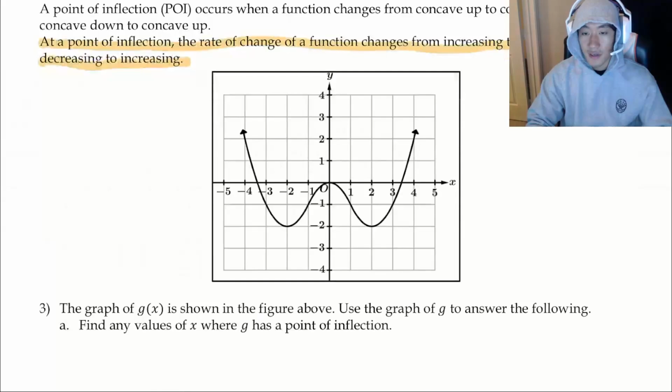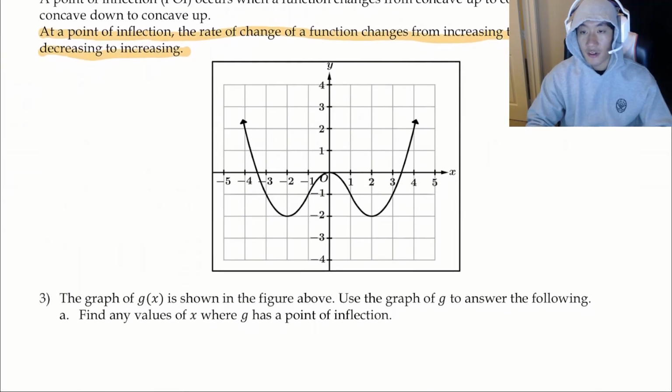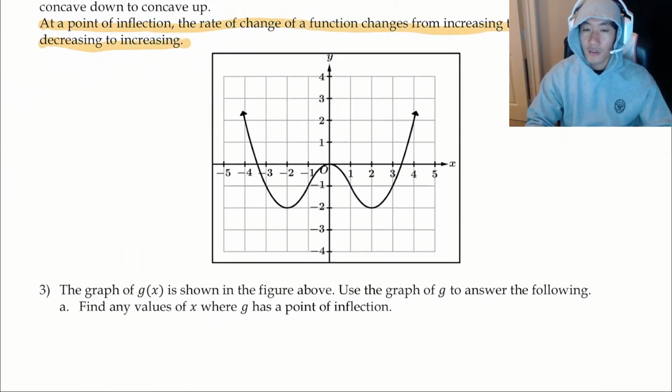So let's take a look at some of the problems we have concerning this graph here. It says the graph of g of x is shown in the figure above. Use the graph of g to answer the following. Find any values of x where g has a point of inflection. So I'm looking for where the slope is changing from increasing to decreasing. Some of it's quite obvious depending on the graph that's given to you. Sometimes they're not, but in this case, I think I can see it, right?